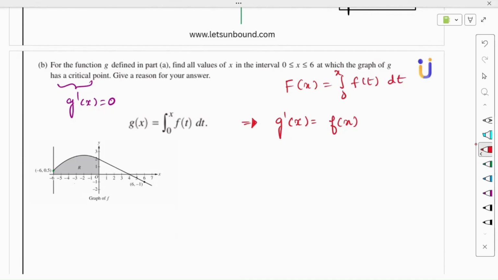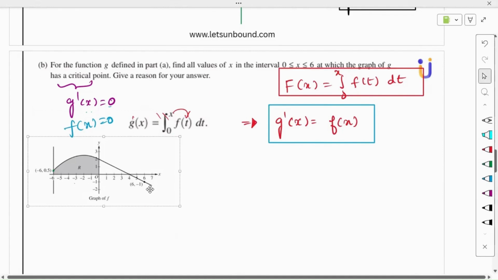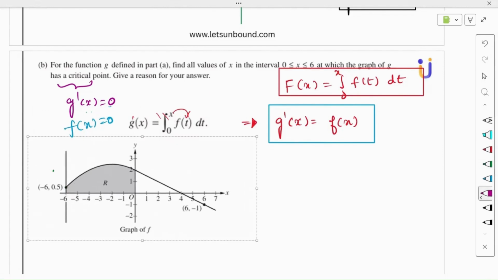So when you differentiate this, by this we get g dash of x. When you differentiate on both sides, the differential and integral get cancelled. So it's f of x. So here we go: g dash of x is f of x. For g to have a critical point, g dash of x should be 0, but g dash of x is f of x. So I'm going to set where f of x is 0; in that place, g will have a critical point. f of x is 0 where it crosses from 0 to 6, at 4. So g has a critical point at x equal to 4.